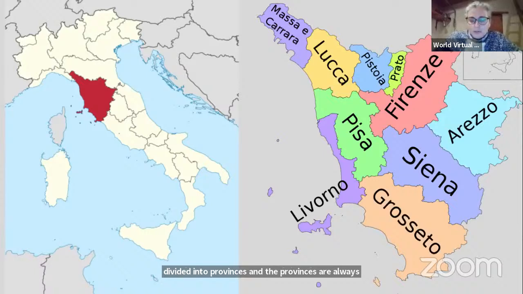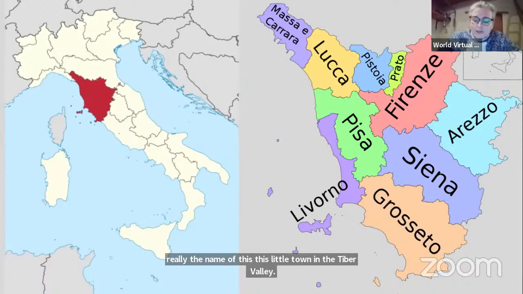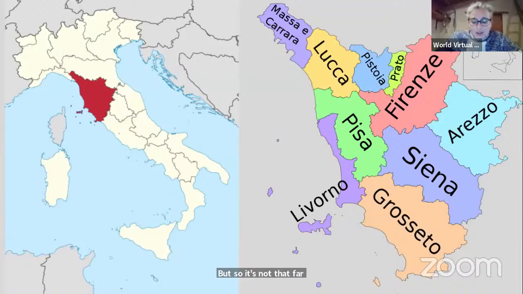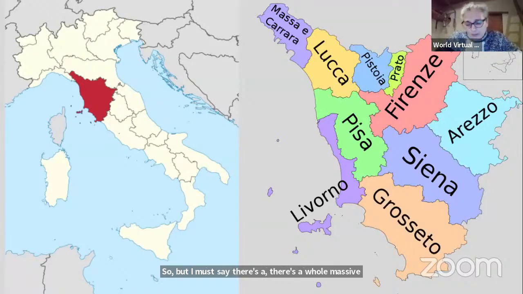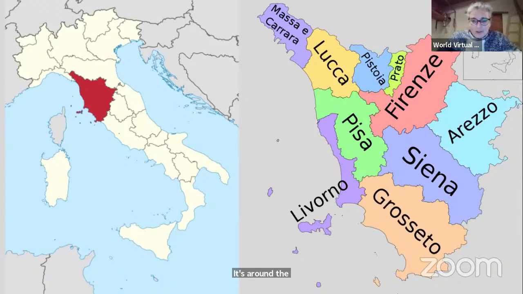So we have the province of Firenze, we have the province of Pisa, and we also have the province of Arezzo. And the birthplace of Piero della Francesca is in the province of Arezzo. So you see, on the very eastern border of Tuscany, San Sepolcro, so Holy Sepulchre, that's really the name of this little town in the Tiber Valley. It's not that far from Arezzo, so it's really in the area of Arezzo. But I must say there's a whole massive mountain in between, so it's not just around the corner, but there are some mountains in between, which is not surprising.